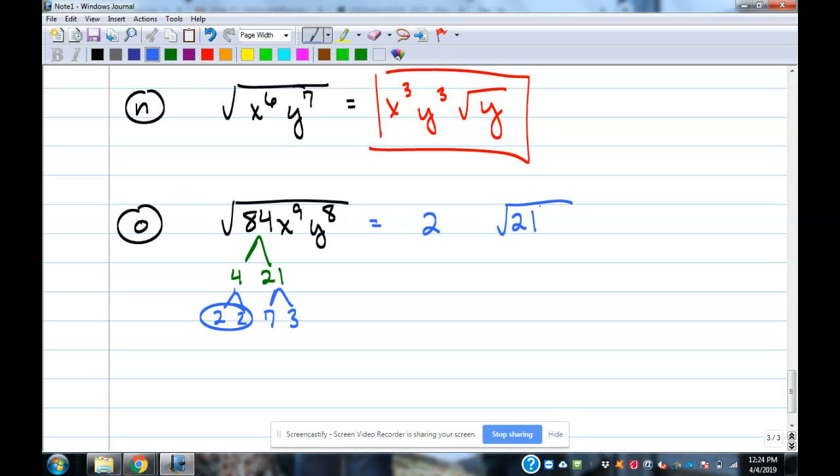Done the hard part. Now, how do I do the x to the 9th? 9 divided by 2 goes 4 times. So that's x to the 4th with a remainder of 1. So there's an x on the inside. What about the y? 4 times, and is there a remainder? No. We're done.